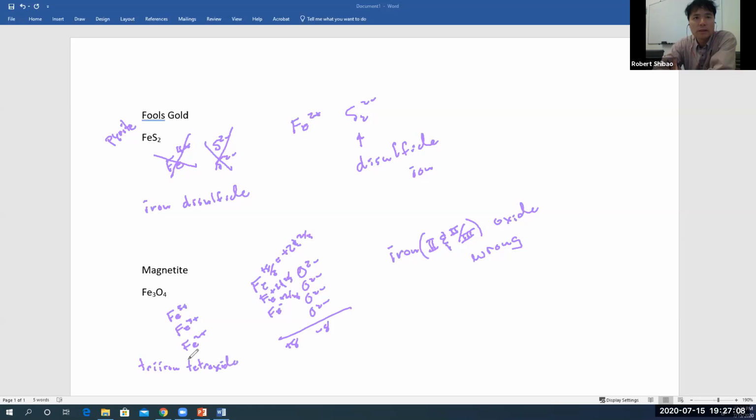Okay, then it's easy. We have 3 irons and 4 oxygens. So this is the easier system here. Or we'd have to name it by ion. You know, it would be di-iron 3, mono iron 2. We see this is the same problem.